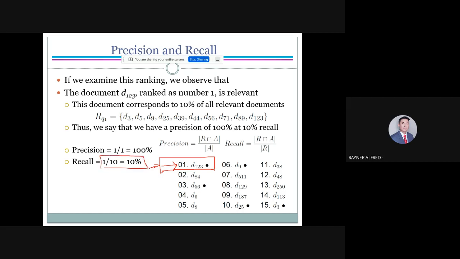Remember that recall refers to how many of those relevant documents have been retrieved. In your example here, we have 10 documents which are relevant to query 1. So if we are here, our recall is 1/10, and our precision is 1/1 because we only have one document here.